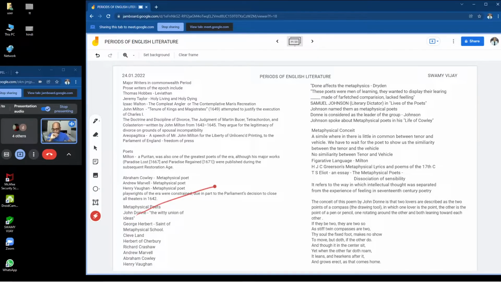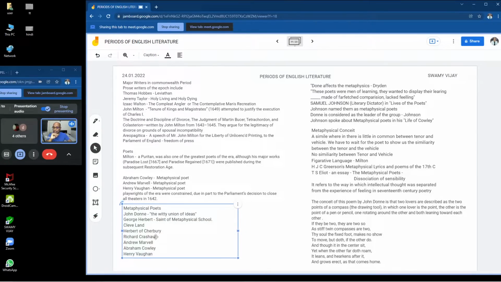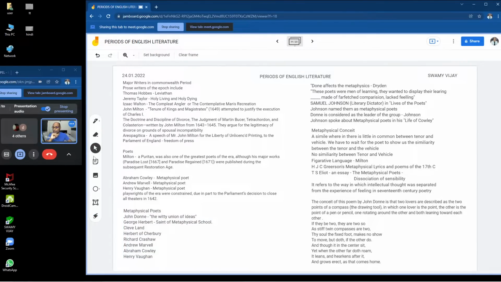John Donne. So these are the metaphysical poets. The first one is John Donne, then George Herbert, Cleveland, Herbert of Cherbury, Richard Crashaw, Andrew Marvell, Abraham Cowley, and Henry Vaughan. So these were the metaphysical poets.